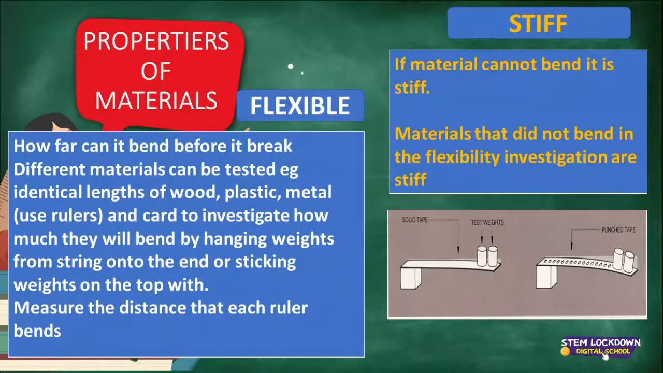So different materials can be tested. An example is wood, plastic and metal rulers, and you investigate how much they will bend by hanging weights from a string onto the end of the ruler, or sticking a weight on top. So you can put the weight on top or you can hang the string. On this one, you see the two weights are put on top.